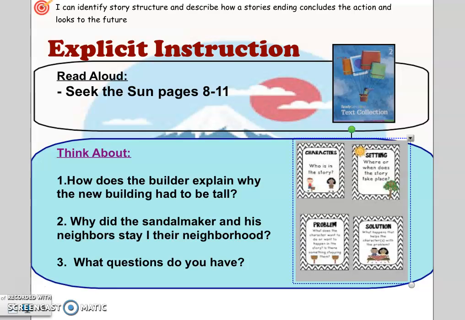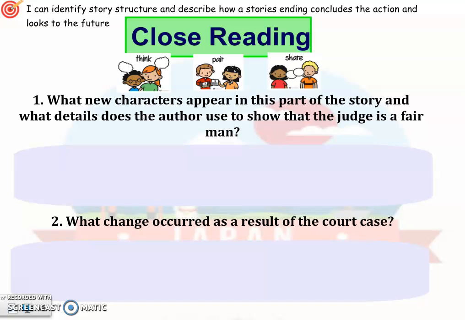Great job. Now, I want us to think about the following questions. What new characters appear in this part of the story, and what details does the author use to show that the judge is a fair man? Our second question says, what change occurred as a result of the court case? Take 2 minutes now to think about those questions.